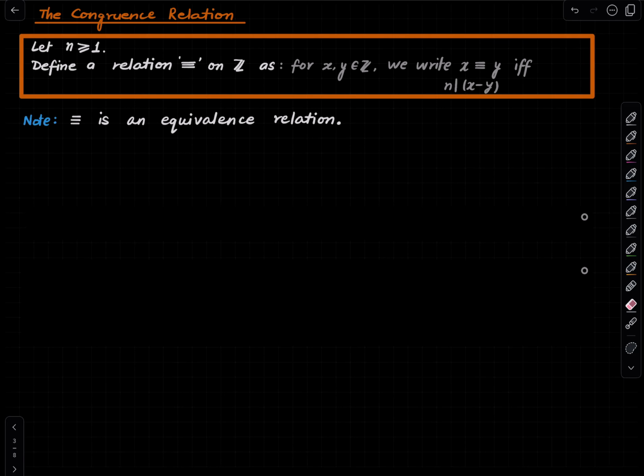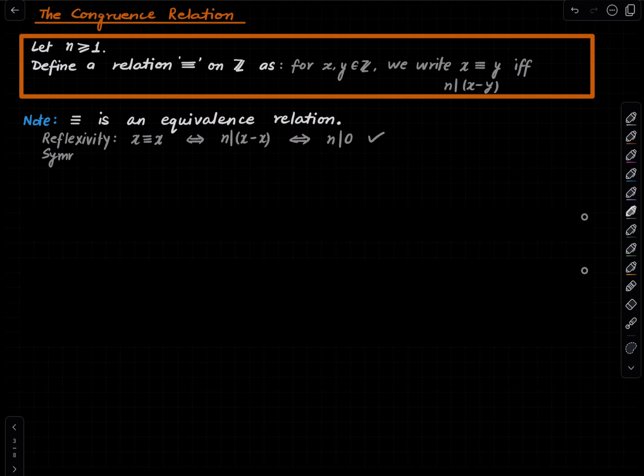Okay? So that's very easy. Why is it an equivalence relation? So we need to check three things. Reflexivity. What does reflexivity mean? It means that everything is related to itself. So is it true that x is related to itself under this relation? This is equivalent to saying that n divides x minus x, which is equivalent to saying that n divides 0, but that is true. So reflexivity holds.